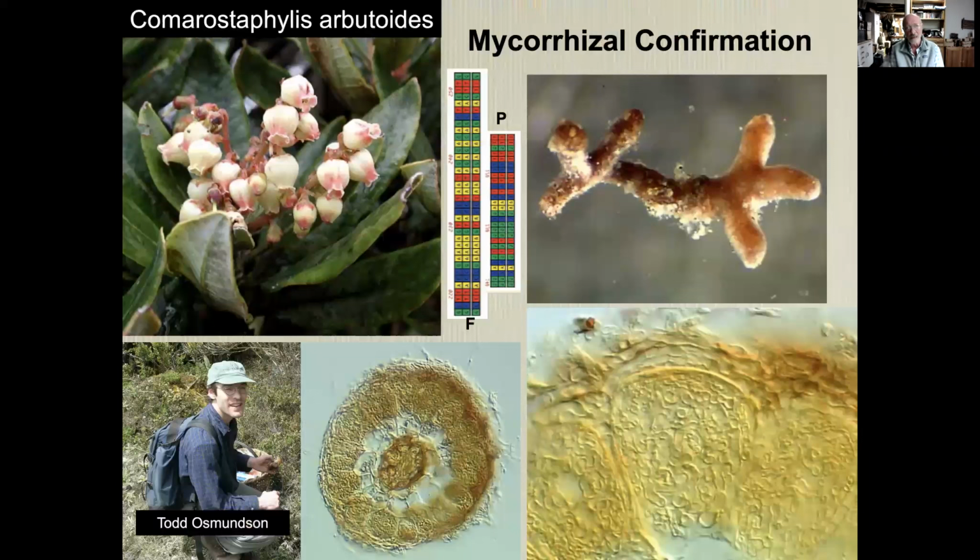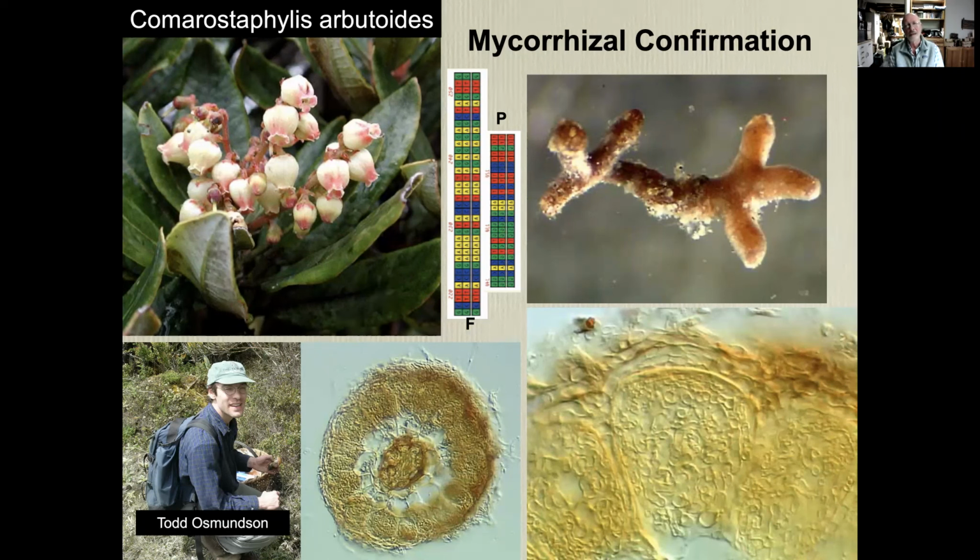Turns out there was a member of the blueberry family called Comarostaphylos arbutoides, and I had a grad student working with me at the time named Todd Osmondson, and what he decided to do was to dig up earth balls underneath the mushroom, then wash the soil away to get to the roots. And that's what you see in the upper right, some roots from underneath the earth balls of this Comarostaphylos. And if you make sections of the roots, you can see in the bottom center and the lower right that the root cells are filled with fungal hyphae.